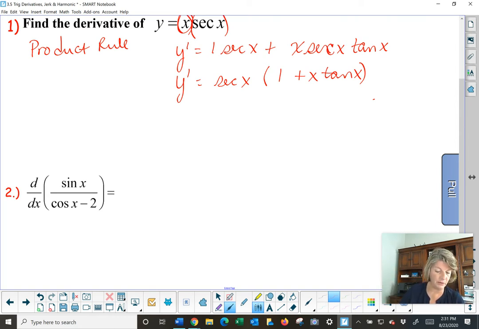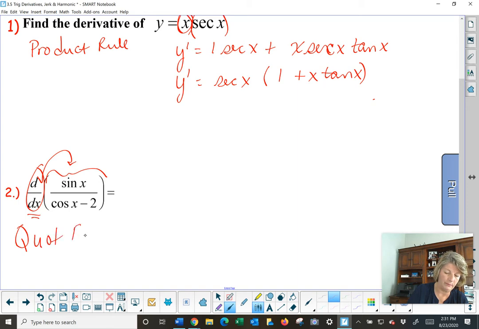All right, the number 2 says take the derivative, right? This means derivative with respect to x. The derivative of what? Well, here's our function. The derivative of sine x over cosine x minus 2. Fraction bar means quotient, which means quotient rule. So we're going to activate the quotient rule. And do you recall it? F prime g minus g prime f over g squared.